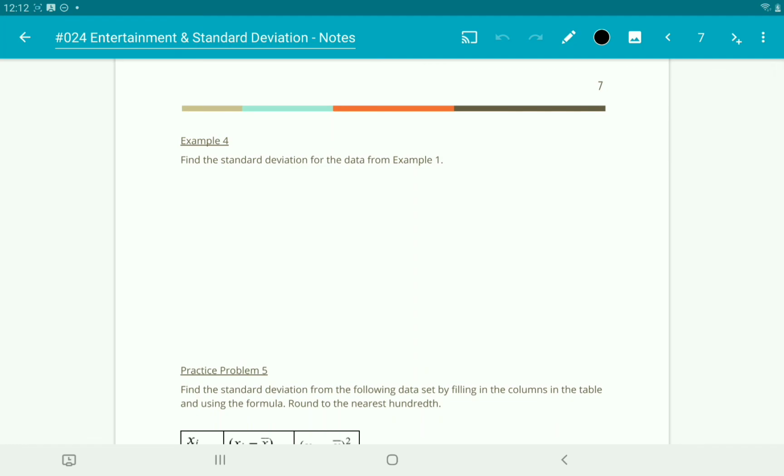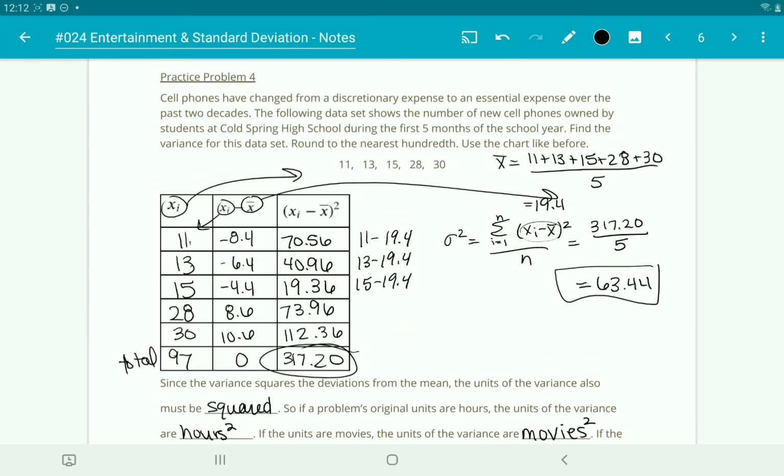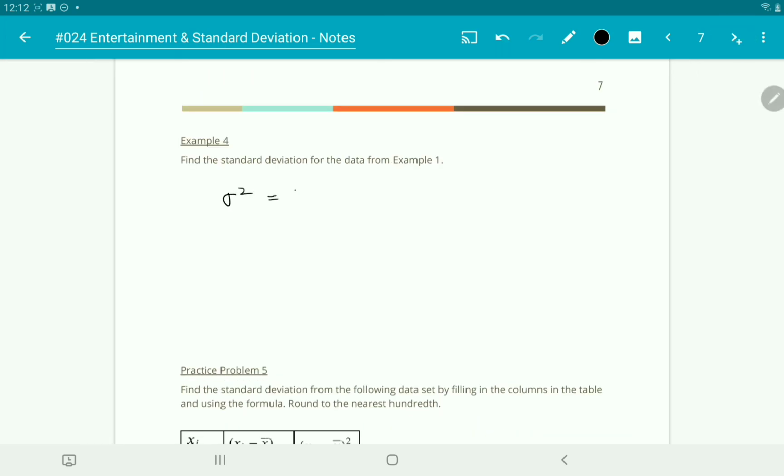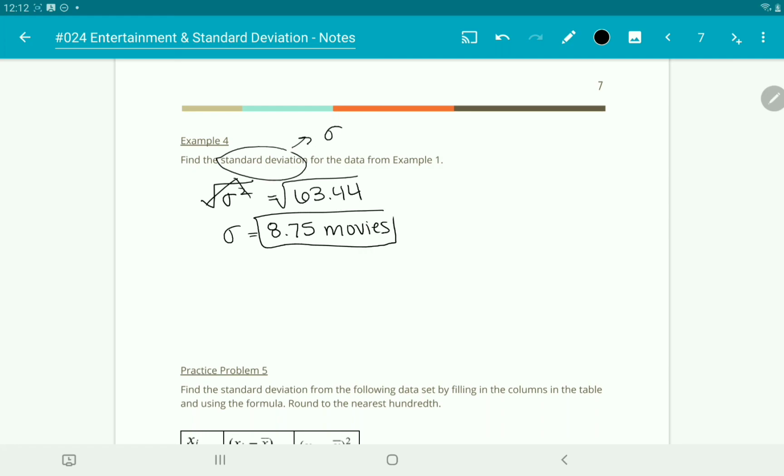So if we find the standard deviation for the data from example 1, we found the variance is 63.44. So sigma squared is 63.44. And in order to find the standard deviation, that's going to be sigma, because we're taking the square root of this. So we take the square root of both sides, gives us sigma, because that cancels out the squared, is equal to 8.75, and it's in movies, because it's talking about however many movies are streamed. Okay, so in order to find standard deviation, take the square root of the variance.